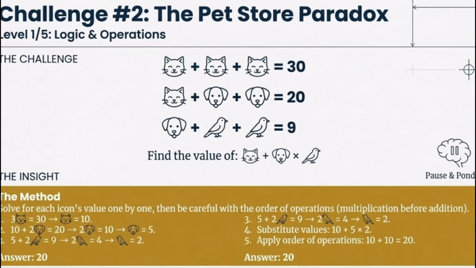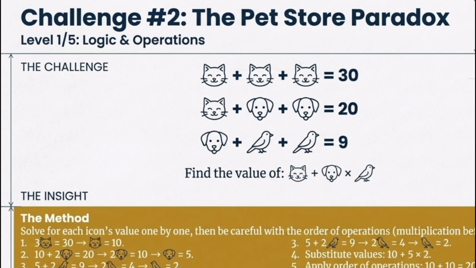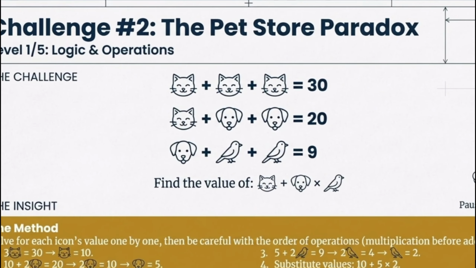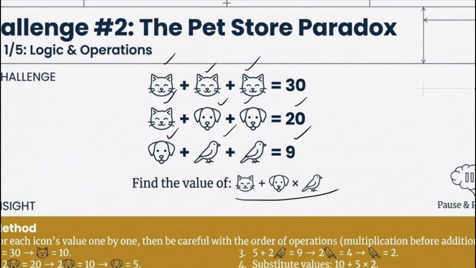So this is the challenge. Imagine that I have these figures. It's about the cat, the dog, and the bird. I have 3 cats that when I add them, it would be 30. I have a cat plus 2 dogs, it would be 20. I have a cat plus 2 birds, it's going to be 9. So the question is, what is cat plus dog plus bird? It's somehow a 3 unknown, 3 equation problem, but it's much simpler than that.